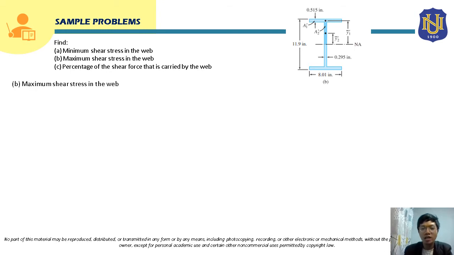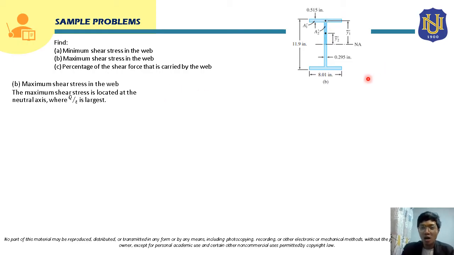Okay, now for letter B, we are going to solve the maximum shear stress in the web. And the maximum shear stress, class, is located at the neutral axis. This is where Q over T is largest, because for Q, the area that we use will be the whole area above or below the neutral axis, which is the instance where the area will be largest.